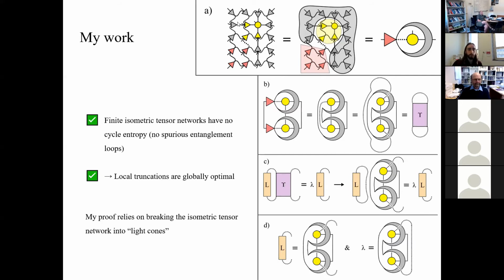And that's true for all of these bonds in any dimension isometric tensor network, so long as it has this well-defined orthogonality center and it's finite. So remember, the cycle entropy is defined as the spectrum of this environment tensor, and because this spectrum only has one dominant eigenvalue, then it has no cycle entropy. And so it has no spurious entanglement loops.